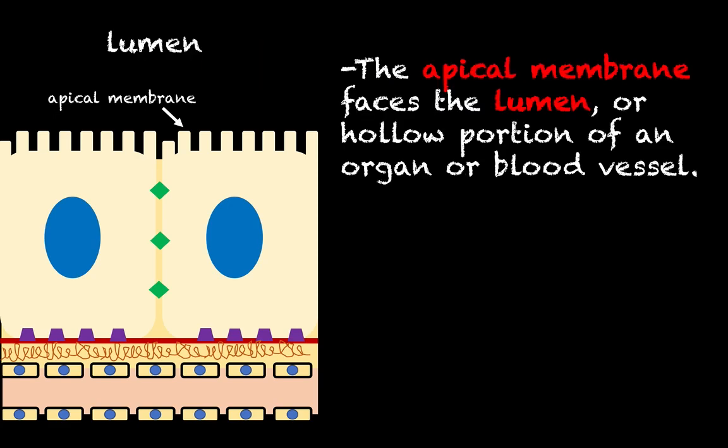The two membranes are, number one, the apical membrane. The apical membrane faces towards the lumen or hollow portion of an organ or blood vessel. So if you're talking about the small intestine, the lumen would consist of the hollow space where digested food materials move through. The lumen of the bladder would contain urine. The lumen of a blood vessel would contain blood, and so on and so forth.